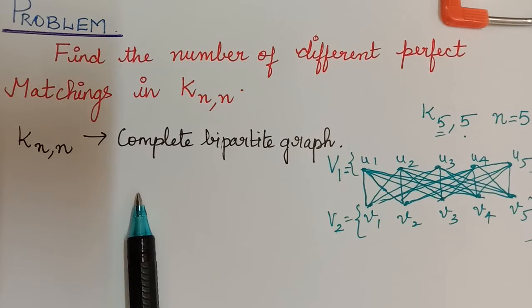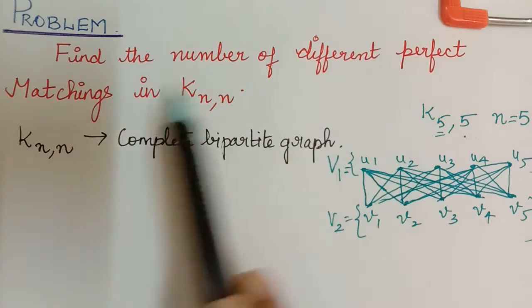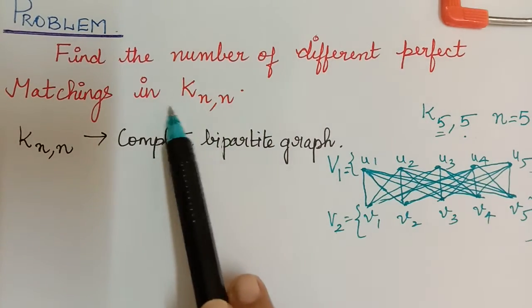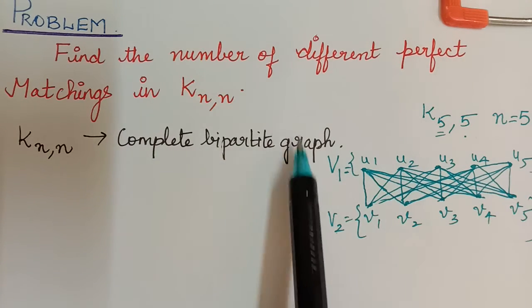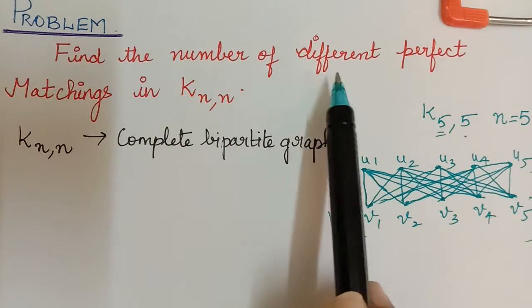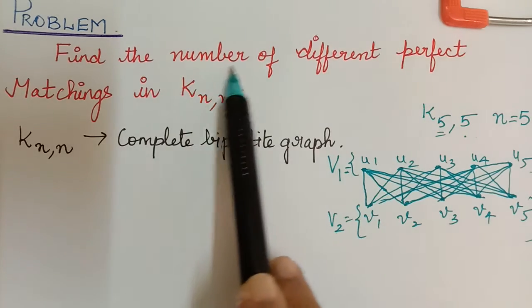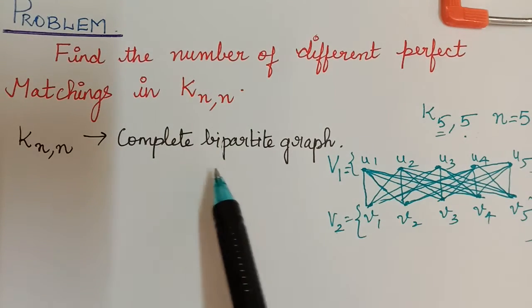Hello students, in this video let us find the number of different perfect matchings in K(n,n). So what is K(n,n)? K(n,n) is a complete bipartite graph. So in this video we are going to find the number of different perfect matchings in K(n,n). What is the possible number of perfect matchings in K(n,n) is what we are going to find.